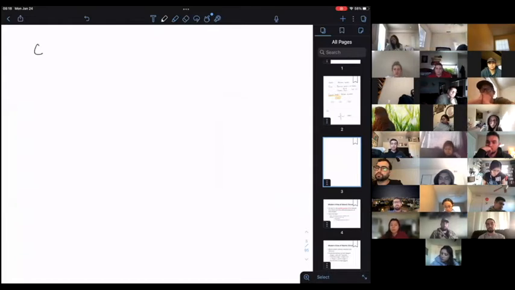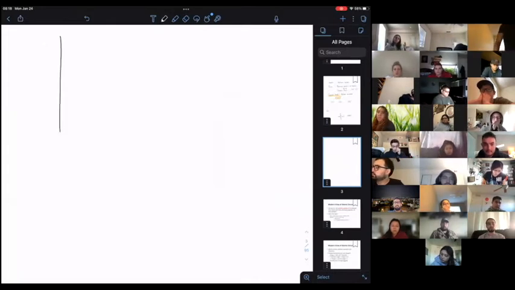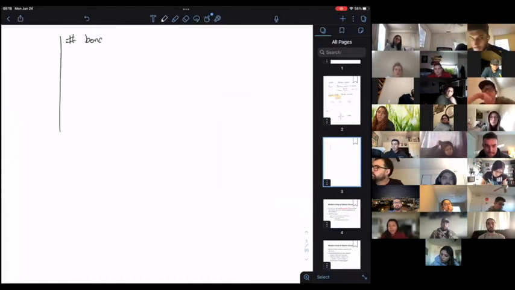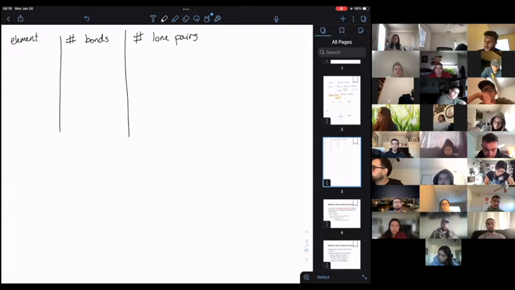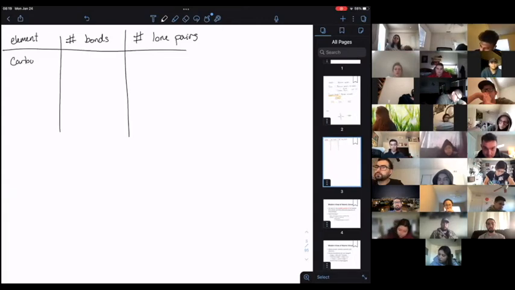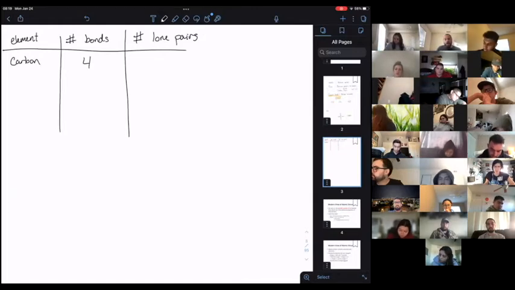So let's start with carbon. Again, carbon is going to be the star of the course. Every single organic molecule contains carbon. Carbon likes to have 4 covalent bonds. So if you're drawing a Lewis structure and you've got carbon in there, you just need to make sure that all carbon atoms have 4 bonds, and you'll know that your Lewis structure is correct. And likewise, carbon has no lone pairs.